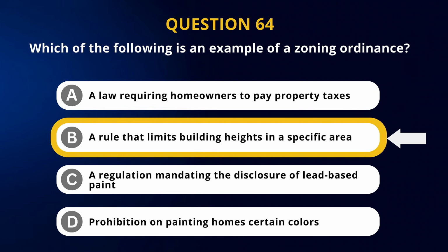So again, all of these could be restrictions. Laws requiring homeowners to pay property taxes, that's statutory law. A regulation mandating the disclosure of lead-based paint, again, that's another statutory law. The prohibition on painting homes certain colors, that's another type of law. However, an example of a zoning ordinance would put limits on building heights in specific areas, and those are pretty normal. You're going to see these things in zoning ordinances under the government powers chapters of your books: policing powers, eminent domain, taxation, that kind of stuff. It all falls under the world of policing powers.